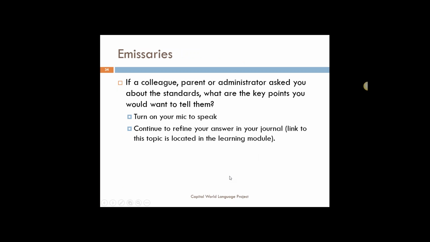So the last activity in quote unquote module 1, and thank you Julia, I think it was Julia, for asking about it, and I discovered this morning I purposely did not release Emissaries until 11:30 today because I wanted us to go through this conversation first. But now, based on what you know about the standards, we want you to go into that journal entry and answer the question, if a colleague, parent, or administrator asked you about the standards, what would you tell them? Okay, and you're going to write in the journal area.